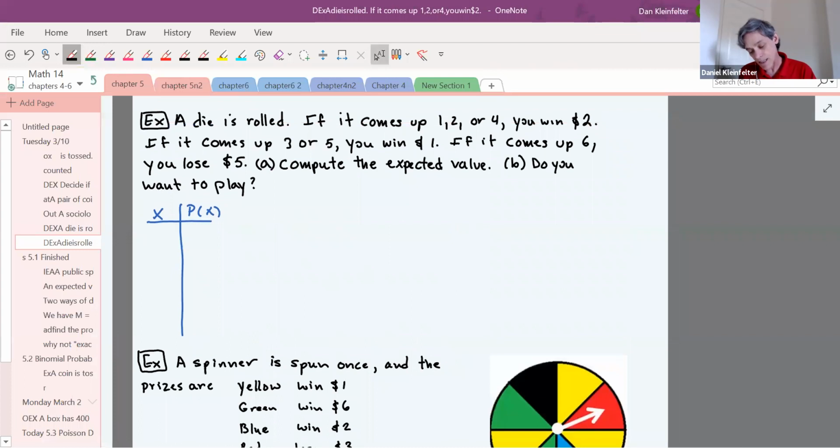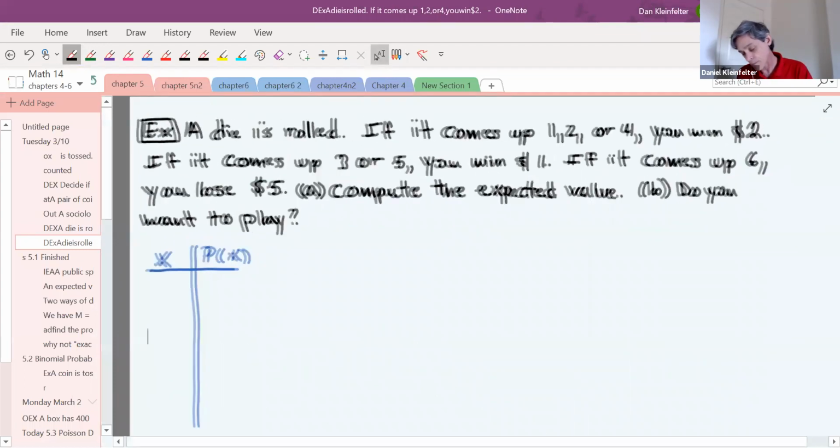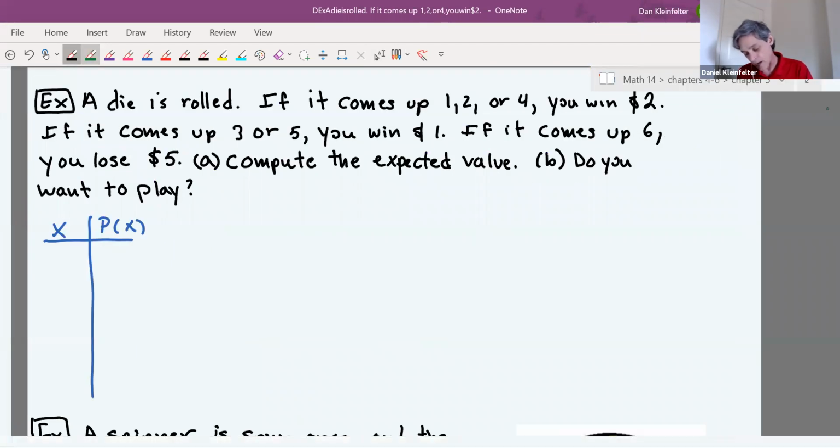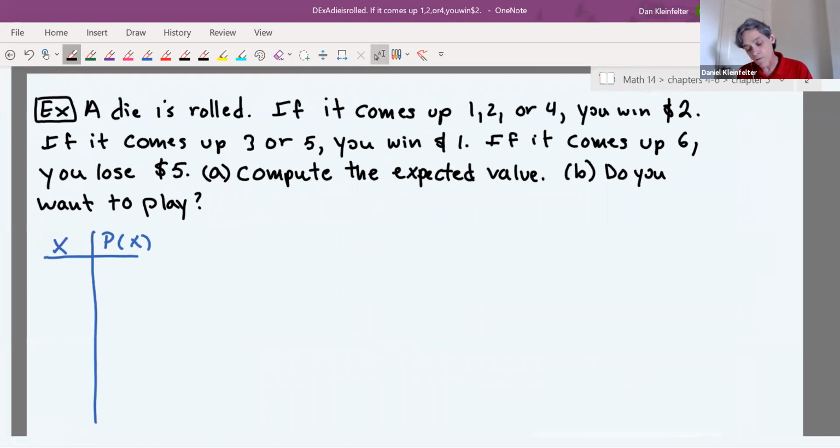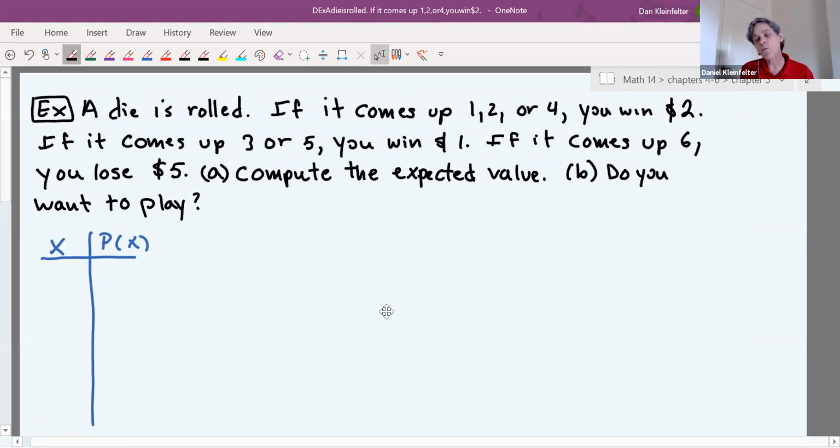Okay, another example. For this one, we're going to make a game out of it. When you roll a die, if it comes up a 1, 2, or a 4, you're going to win $2 in this game we're going to play. If it comes up a 3 or a 5, you're going to win $1. Sounds great so far. If it comes up a 6, though, you're going to lose $5. Based on this, we want to calculate the expected value, and then we want to know if you actually want to play or not.